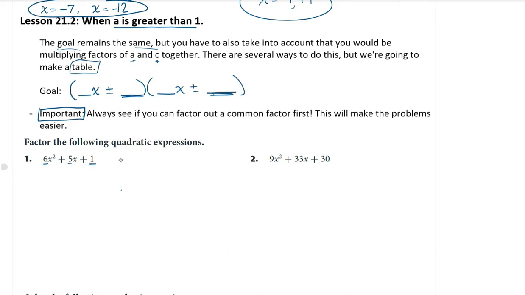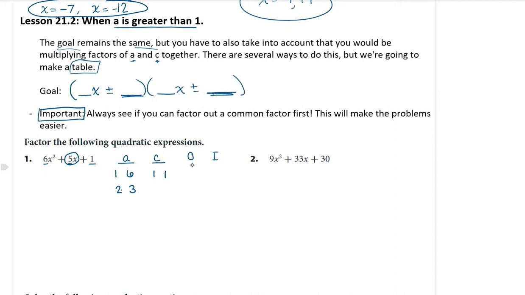So I'm just going to start making my table. What you do when you make your table is you list the factors of A, the factors of C, and then you are going to multiply the outside and the inside. So you're practicing the FOIL to see which one is going to give me this 5x. So for A, I have 1 and 6 and 2 and 3. Those are the factors of A. For C, I'm really lucky because I only have 1 and 1.